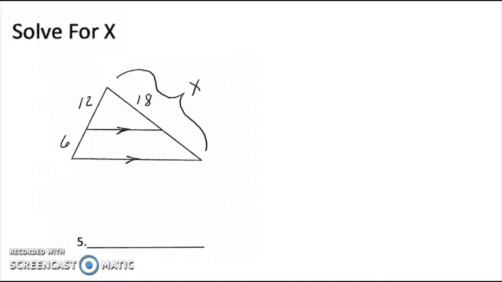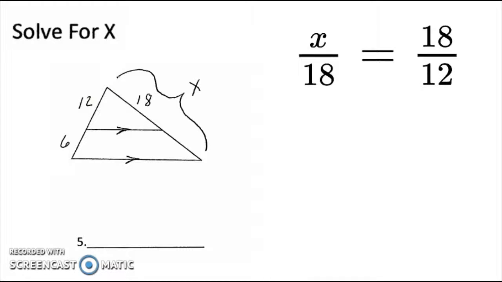Okay, number 5. Again, we're setting up proportions. So notice we're given the full length of this side. So we're going to write the full length of this side, x, over top of this piece, 18. Now on this side, we've got to set up a similar proportion. The whole length of this side is going to be 6 plus 12, which is 18. So we'll have 18 over 12, which goes with this 18 here. So like I said, I'll have x over 18 equals 18 over 12.